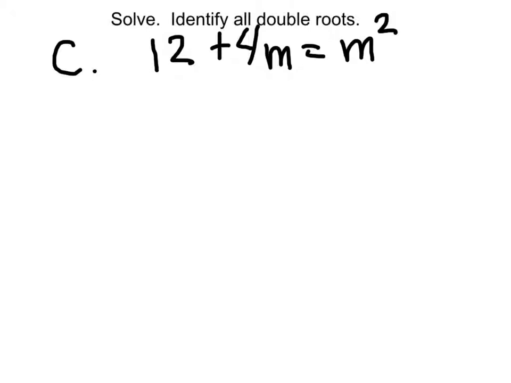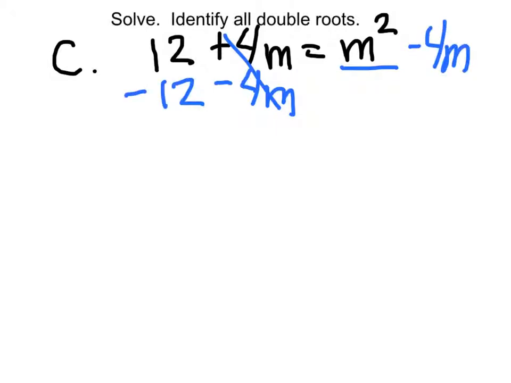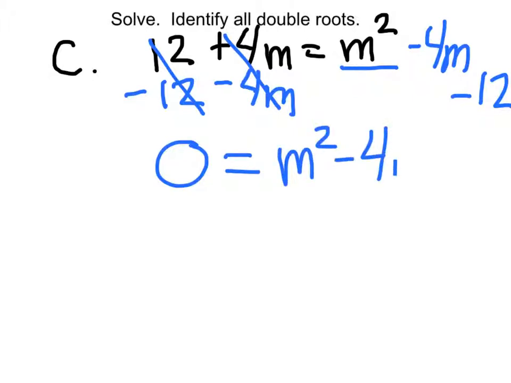In example C here, we need to do the same thing as we did before. We need to make one side equal to 0. It's best to keep this squared term positive so we can factor it easier. So what I'm going to do is move this positive 4m to the other side. So I'm going to have a minus 4m. And then I'm going to move this 12 to the other side. So I'm going to subtract 12 and subtract 12. And my new equation is going to be 0 equals m squared minus 4m minus 12.